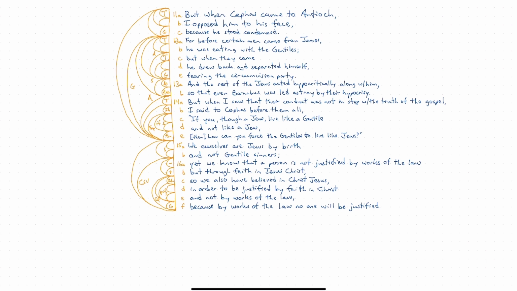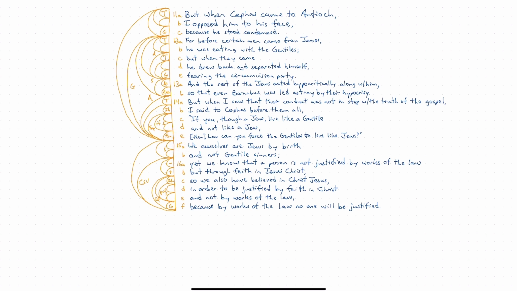I can start with coordinate words. I could say, is this a relationship of series right here? And, or maybe it's an alternative, but I came to Antioch, I opposed Peter to his face. I said, if you, though a Jew, live like a Gentile, not like a Jew, how can you force the Gentiles to live like Jews? And we ourselves are Jews by birth. That doesn't seem to quite capture what's happening here, or but doesn't seem. So I think I can rule out that this is a coordinate relationship right here.